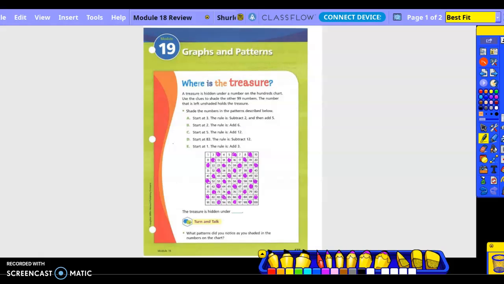99. Okay, so basically, if you notice, each one had two open spaces between each dot, right? So the next one is we're going to start at 2 and add 6. So 2 plus 6 is 8, plus 6 is 14, plus 6 is 20, plus 6 each time, up to 50, plus 6.